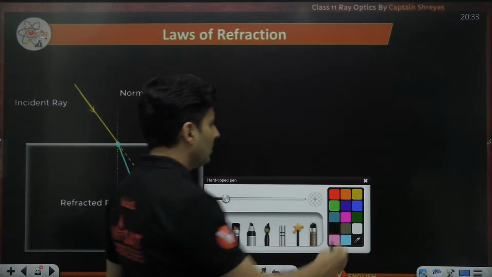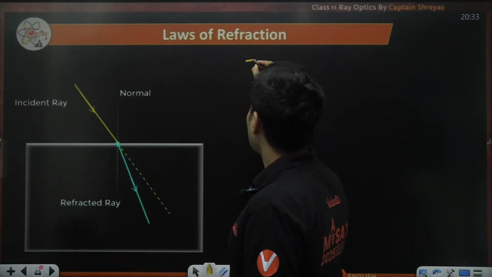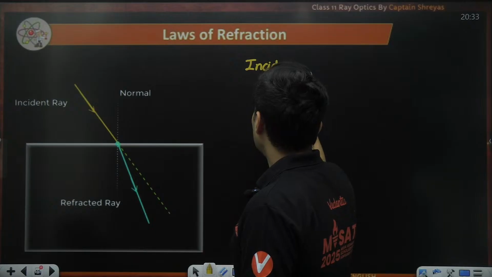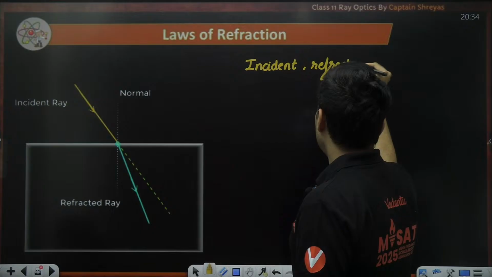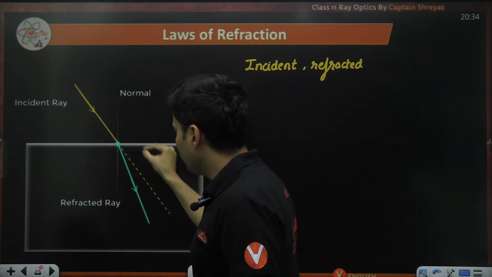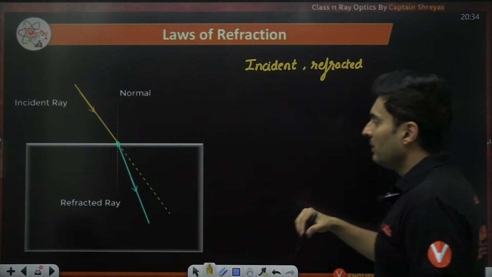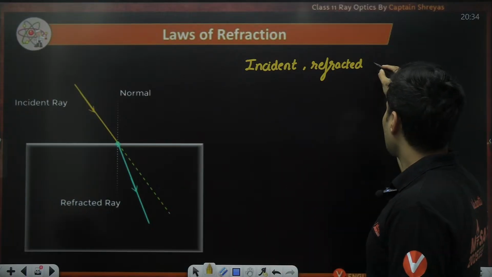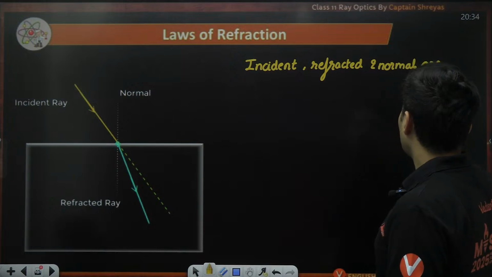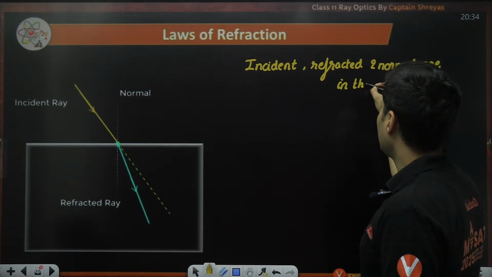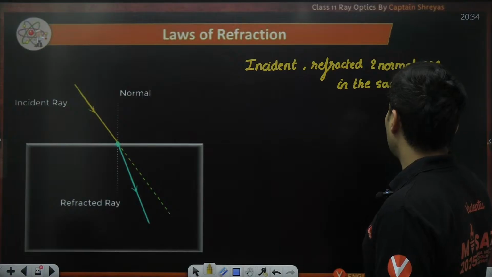Having said that, let's go to the laws of refraction. The first law is very simple. All three things are in the same plane: the incident, the refracted, and the normal. Incident is the one which falls. Refracted is the one which goes into the other medium after changing the medium. They are in the same plane. That is the first law.